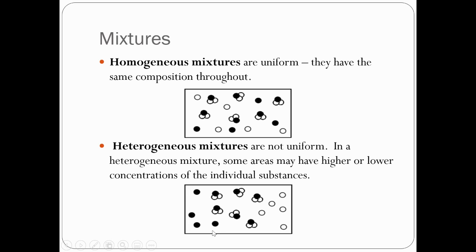But here you have all of these black particles on the left, all of these little Mickey Mouse particles in the center, and then all of these white particles on the right. So again, not uniform, it is different throughout, and some areas may have higher or lower concentrations of the individual substance. So again, homogeneous, same, it looks the same throughout. Heterogeneous, different, it will look different throughout the mixture.